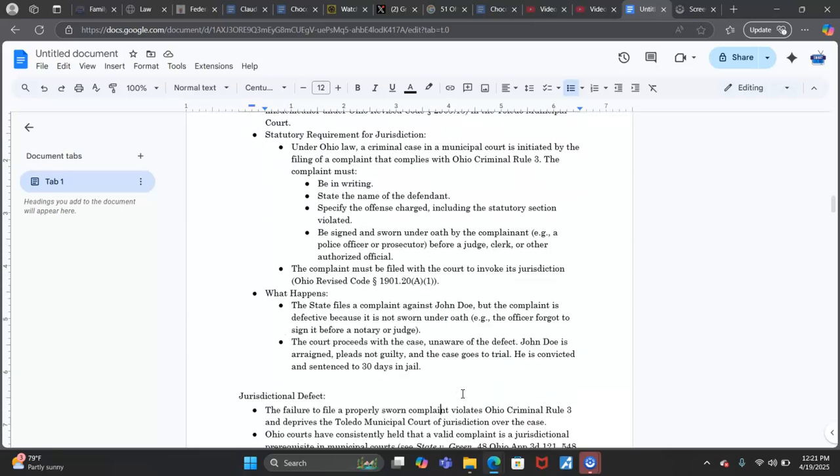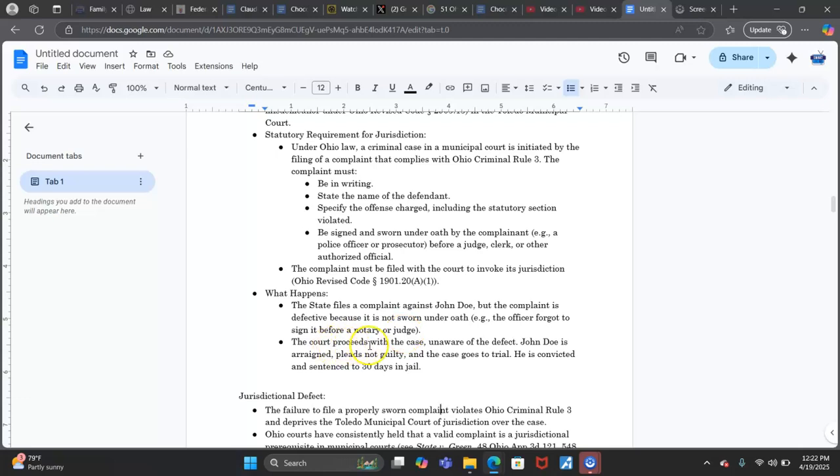So what happens in this particular case? The state files a complaint against John Doe, but the complaint is defective because it's not sworn under oath. It's missing an element that it needs to constitute a complaint. So is it a complaint, and did it properly invoke the subject matter jurisdiction of that so-called court? No, it didn't. The officer forgot to sign it before a notary or judge.